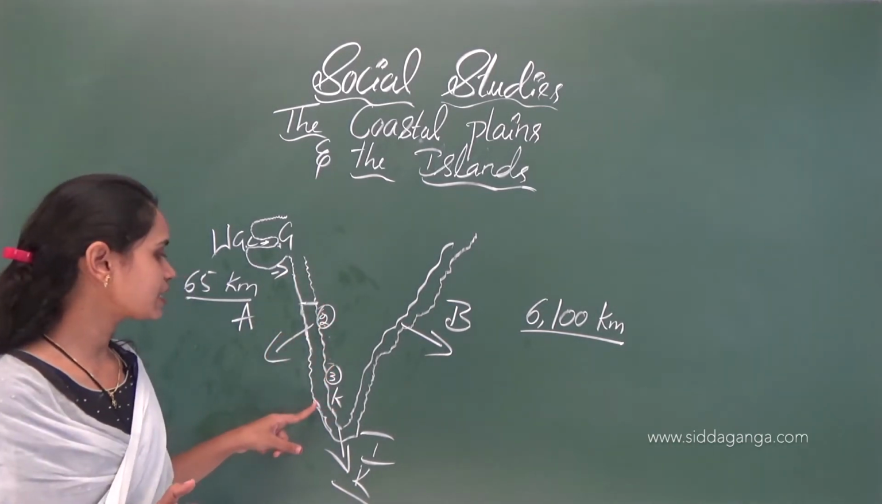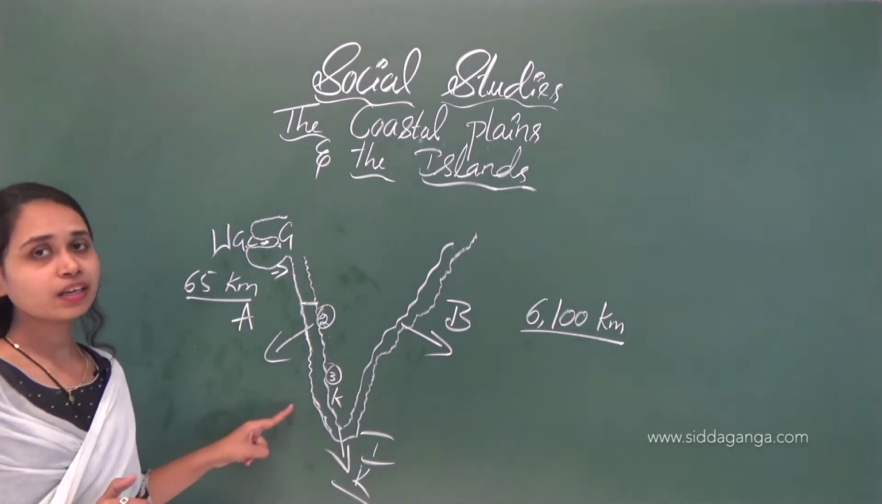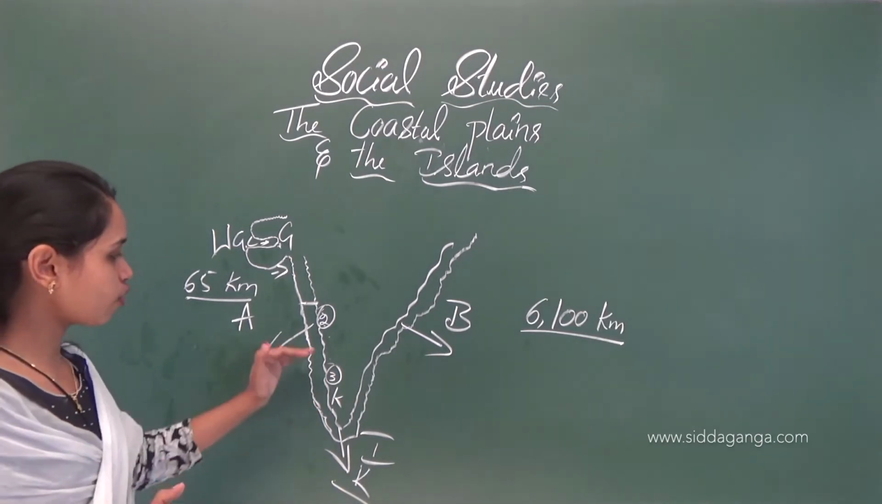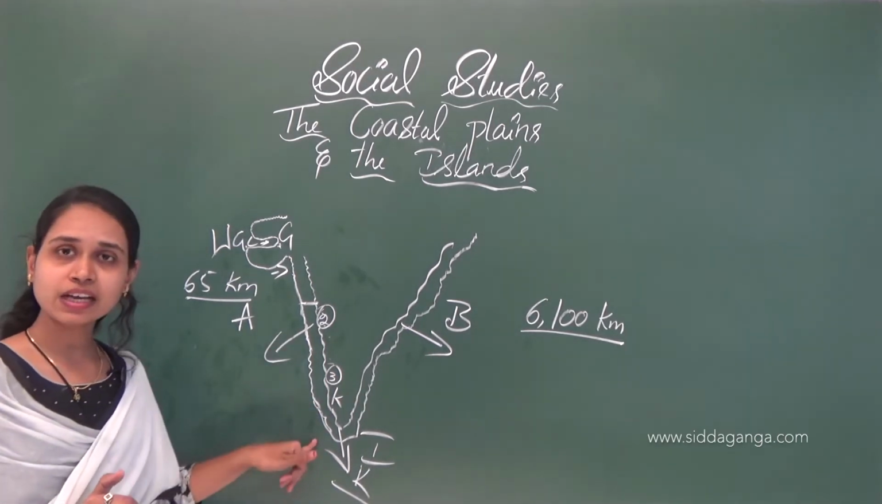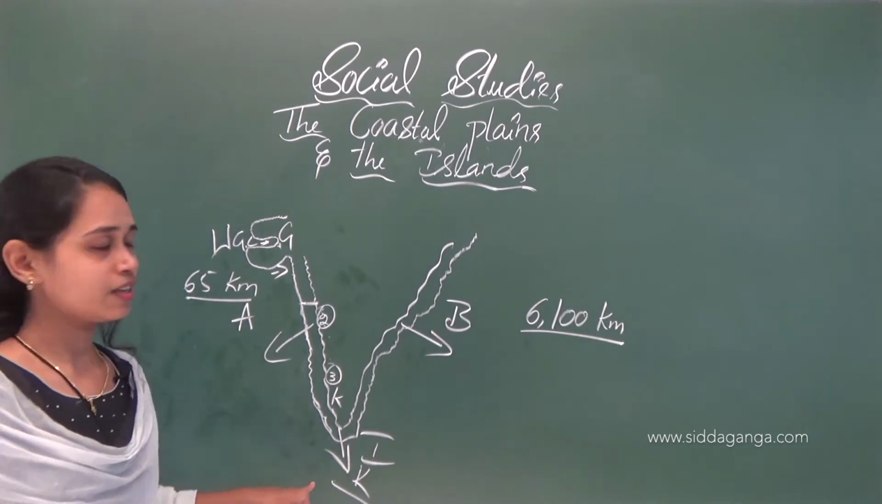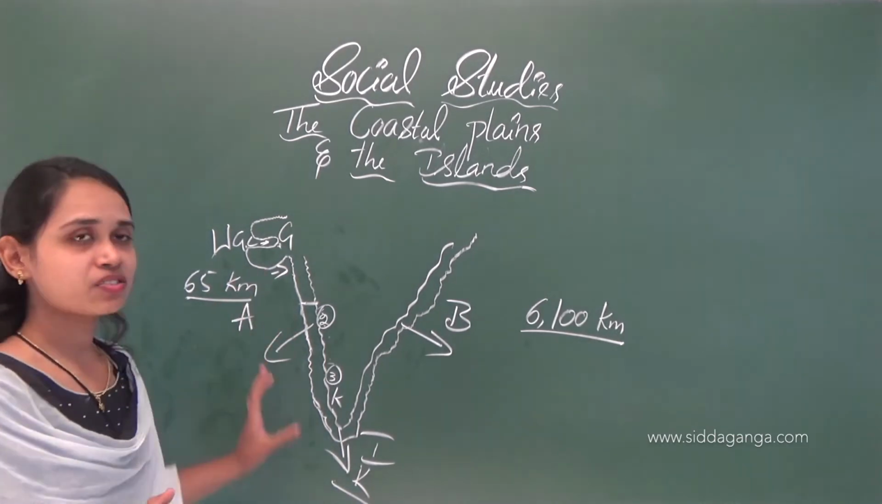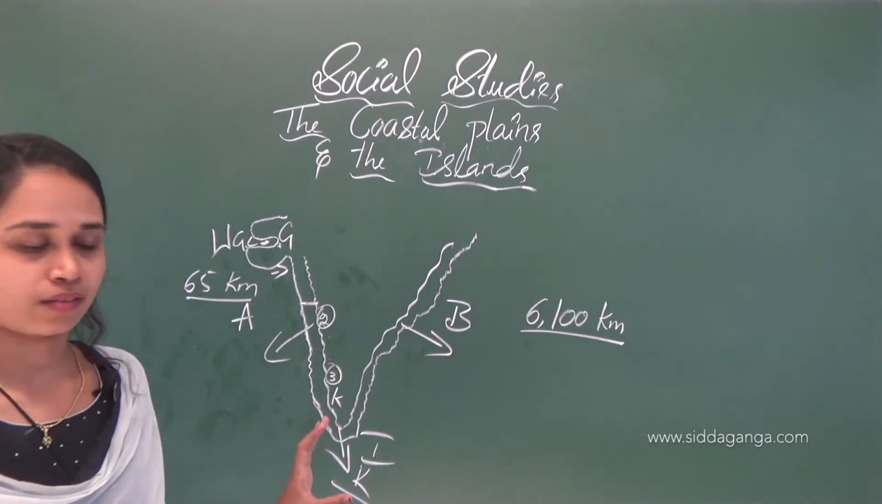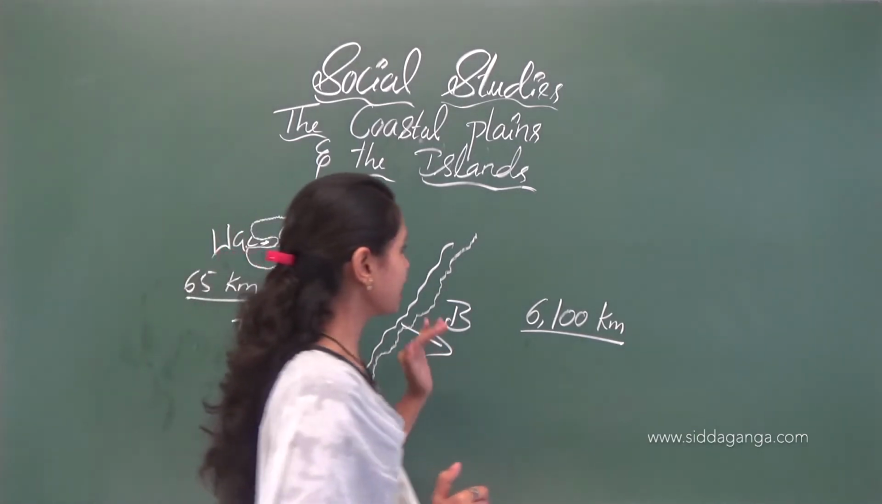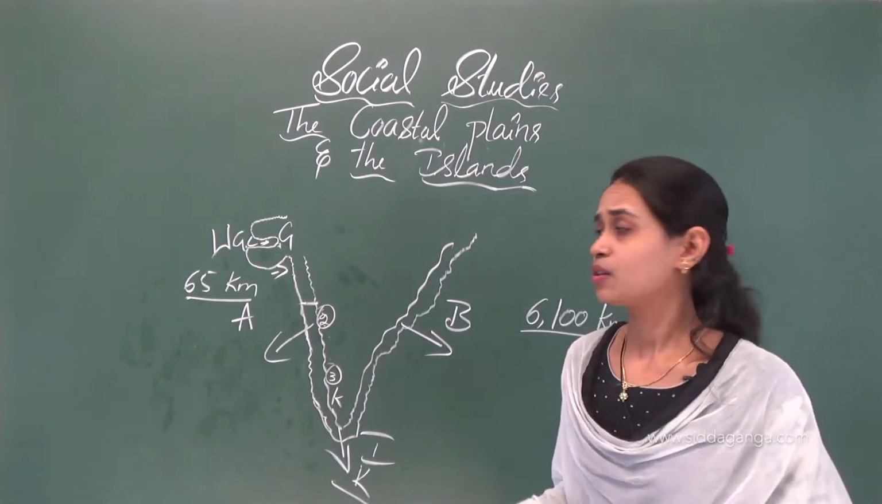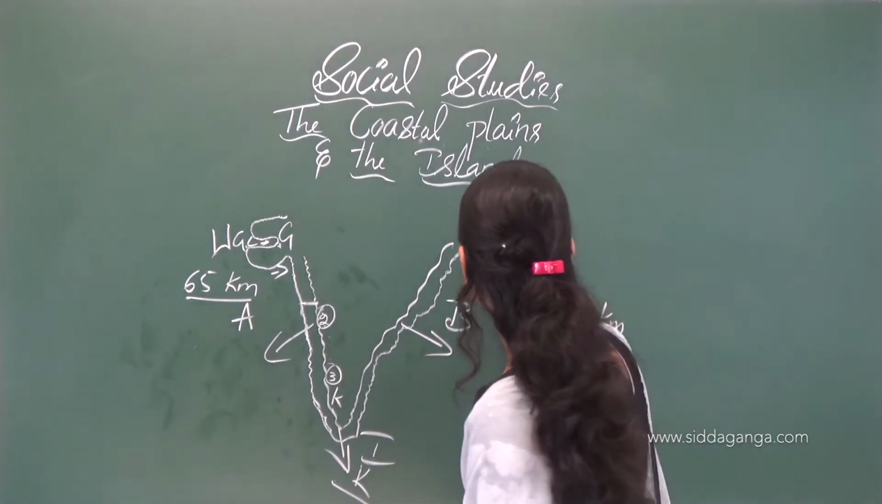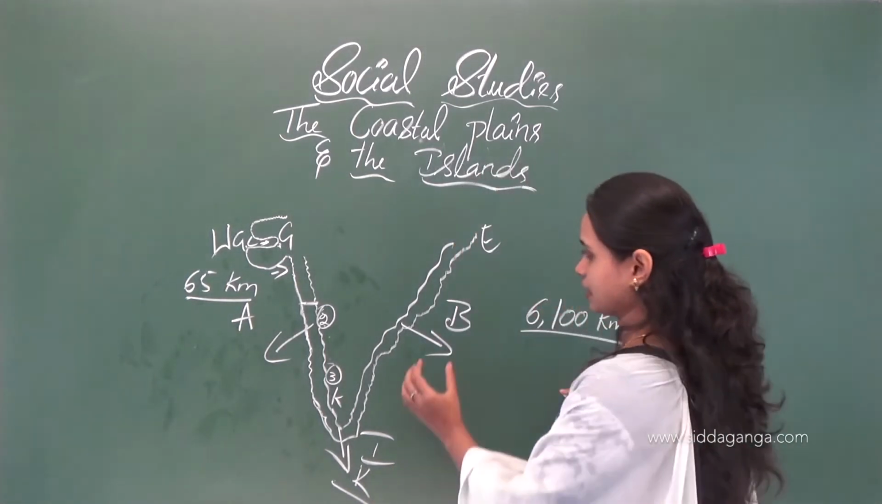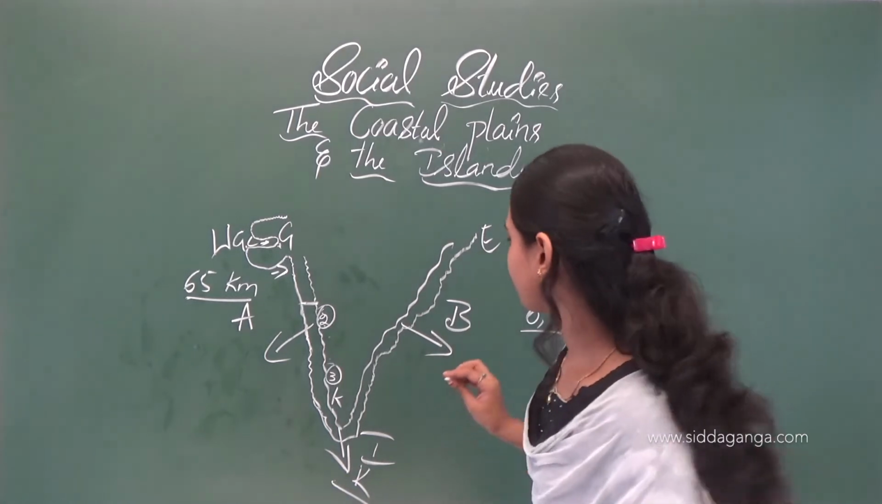Here we can see the Malabar coast. If you go further down we can find the Malabar coast here. So this is about the western coastal plain. Next, the eastern coastal plain. Here we can see the eastern coastal plain.